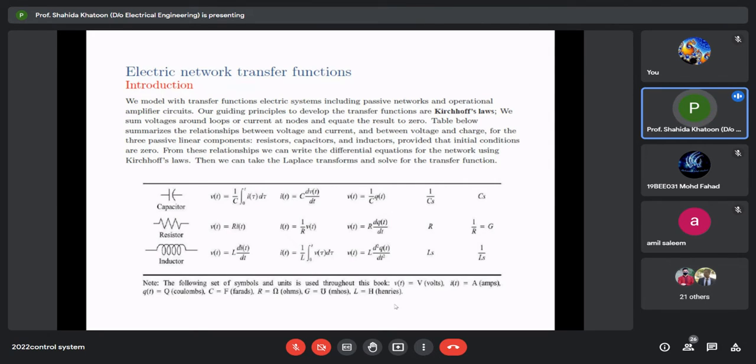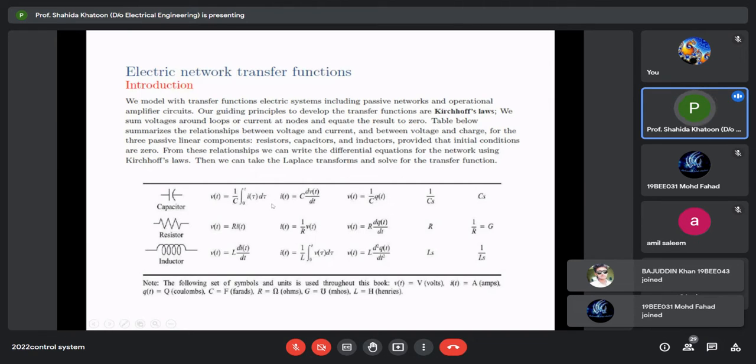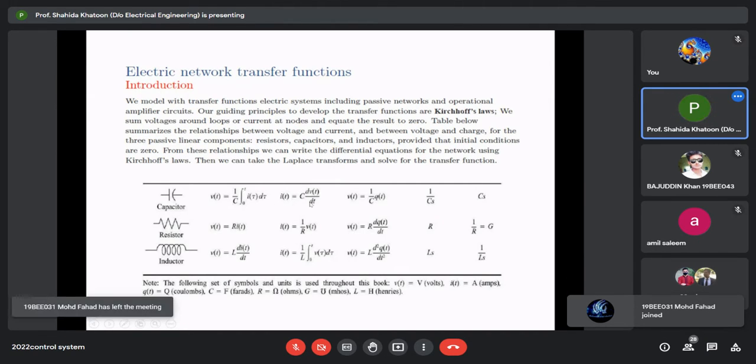From these relationships, we can write the differential equation for the network using Kirchhoff's laws. Then we can take the Laplace transform and solve for the transfer function. If you take a capacitor, we know that the capacitor is represented by this symbol, and the voltage across the capacitor is given by the equation v(t) equal to 1 by C integral 0 to t i(tau) d tau. If we write in terms of current through the capacitor, i(t), if you differentiate this equation, you will get i(t) equal to C dv(t) by dt.